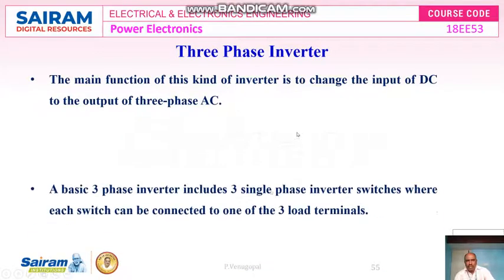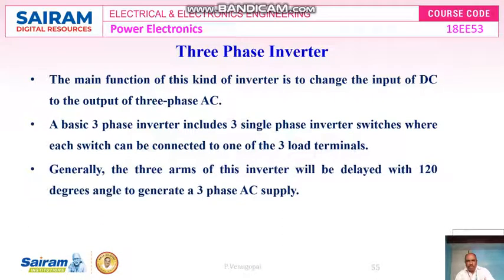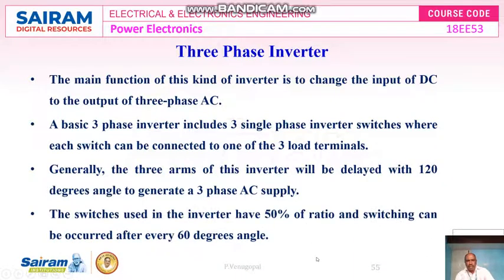Look here. The main function of the inverter is to produce a three-phase AC, and three single-phase inverter switches are used, and each switch is connected to one of the three load terminals. And there are three arms. For the three-phase inverter, we have three arms, and these three arms will be delayed by 120 degrees to generate the three-phase AC supply.